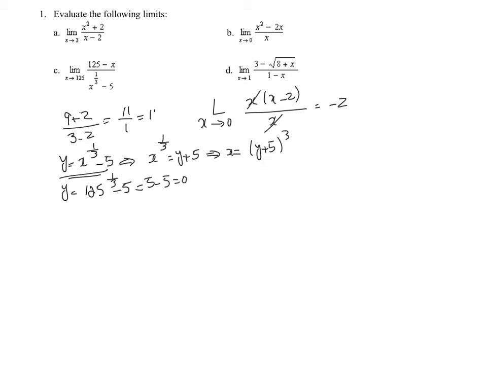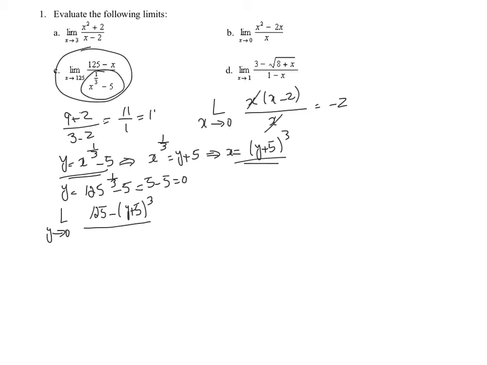So this means the limit of x goes to 125 is the same as the limit of y goes to 0 for the function in terms of y. So this expression becomes the limit of y goes to 0, but 125 minus x is this one, so I can write 125 minus y plus 5 exponent 3 over, and this one we substitute to be equal to y. Now I'm going to use Pascal's triangle to expand y plus 5 cubed.